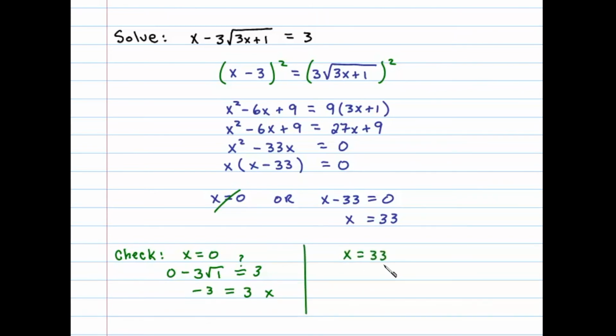Next, we'll check x equals 33. Into the original, we have 33 minus 3 times the square root. Substituting in 33, 3 times 33 is 99, plus 1 will leave us with the square root of 100. And we need to determine if that's going to be equal to 3. So in this case, we have 33 minus 3 times 10. And we can see here 33 minus 30 does equal 3. So x equals 33 is our only solution.